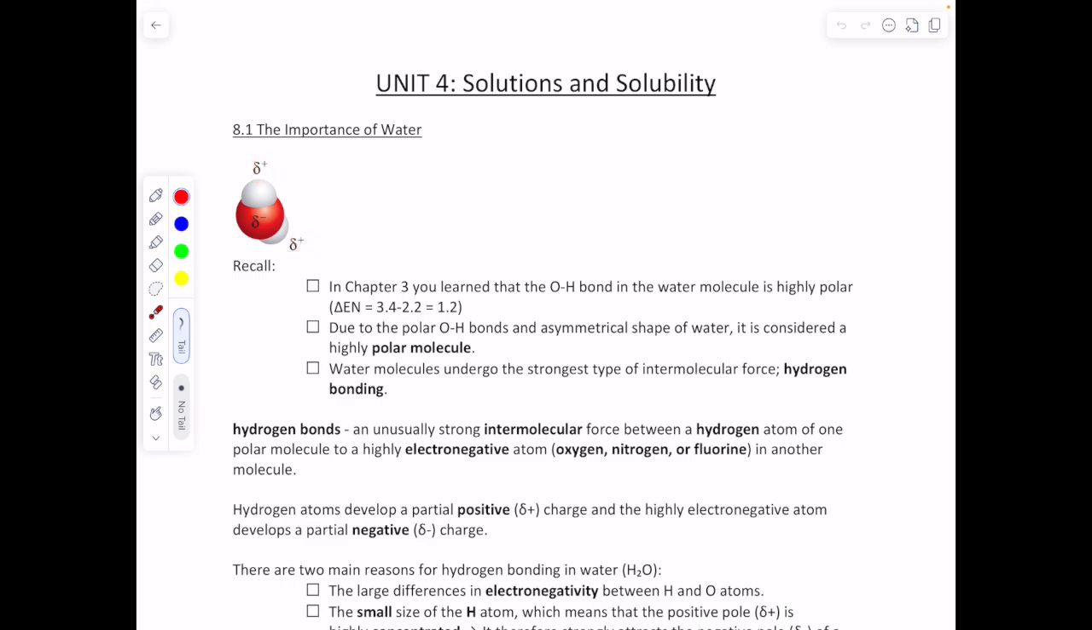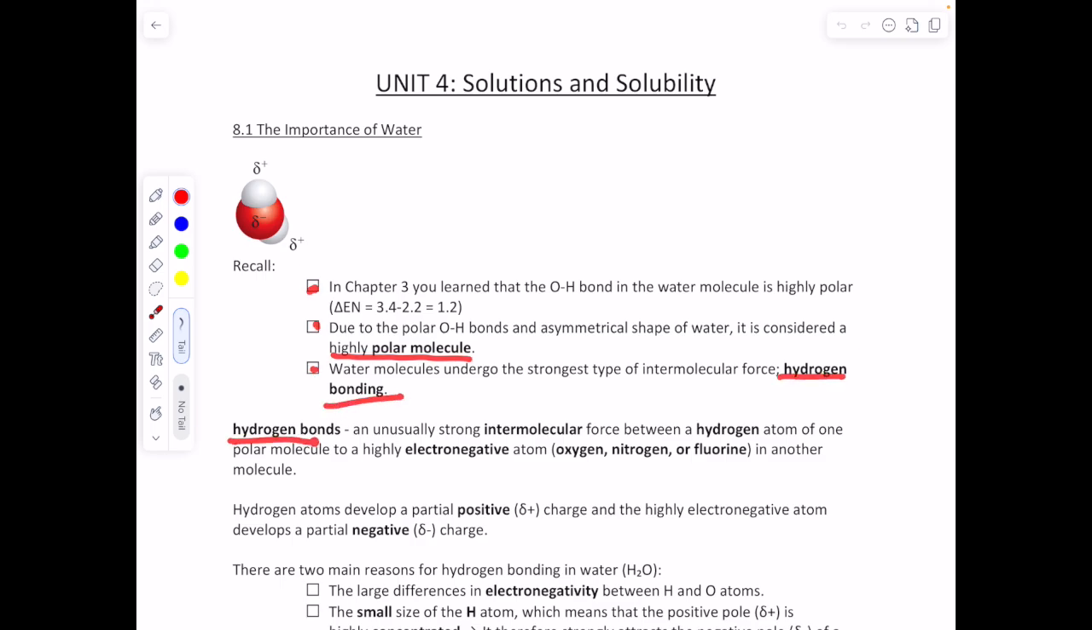In Chapter 3, you learned that the O-H bond in the water molecule is highly polar. The difference in electronegativity is 1.2. Due to the polar O-H bonds and asymmetrical shape of water, it's considered a highly polar molecule. Water molecules undergo the strongest type of intermolecular force, called hydrogen bonds.